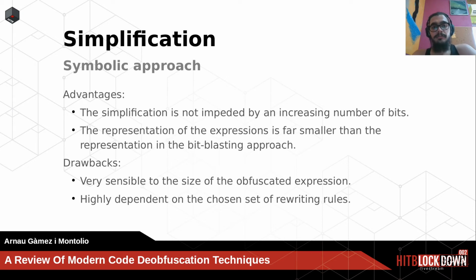Although we also find some drawbacks. In the first place, this approach is very sensitive to the size of the obfuscated expression, the total size and number of nodes in the graph representation, if you want to think that way. And it's also highly dependent on the chosen set of rewriting rules for the obfuscation. If we lack a rule whose inverse was used for obfuscation, we won't be able to go as far as if we had that rule. So this approach is really dependent on the set of rewriting rules for the obfuscation that we have.